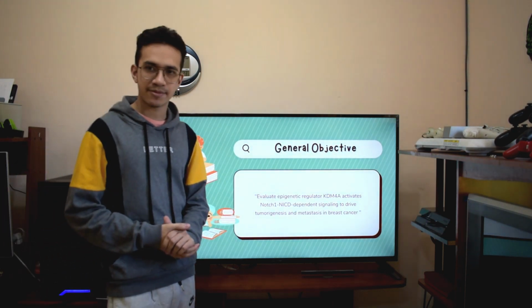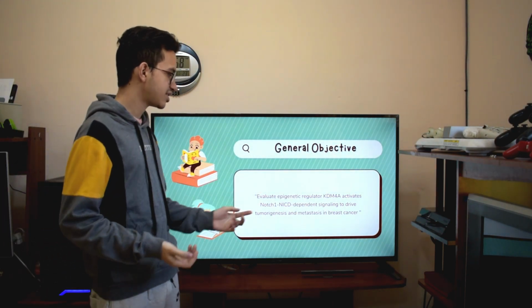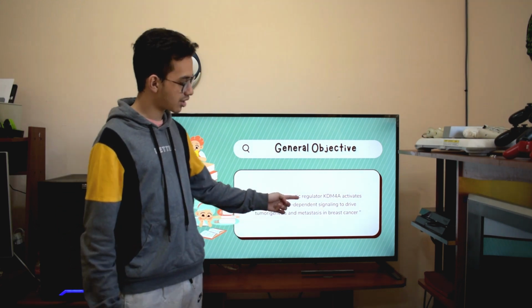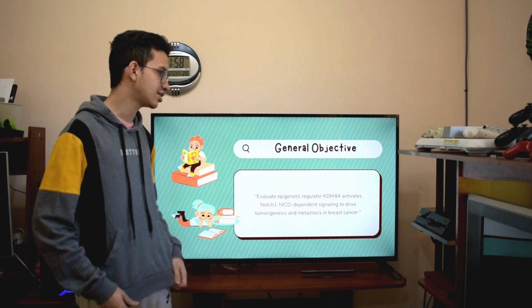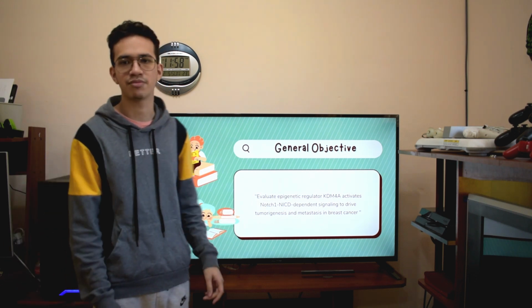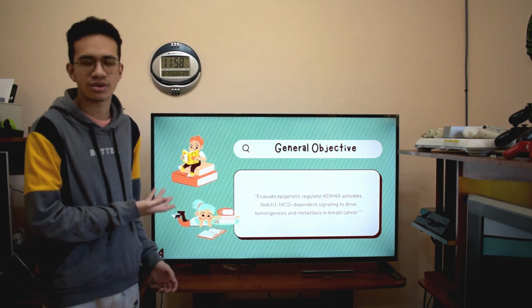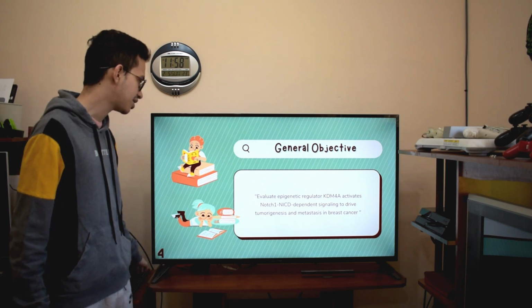Well, the general objective of the article is to evaluate epigenetic regulator KDM4A activating NOX1 NICD dependent signaling to drive tumorigenesis and metastasis in breast cancer. This is just what we discussed before with the KDM4A signaling pathway.